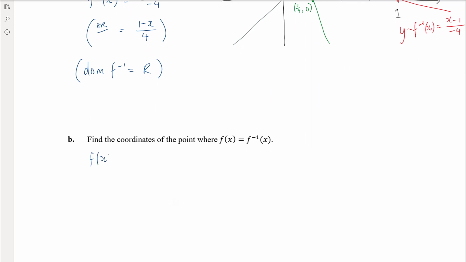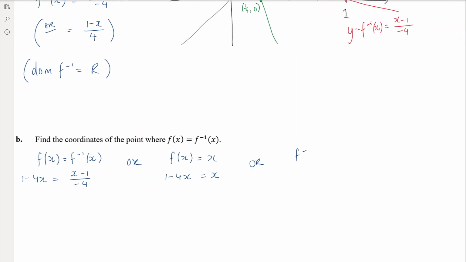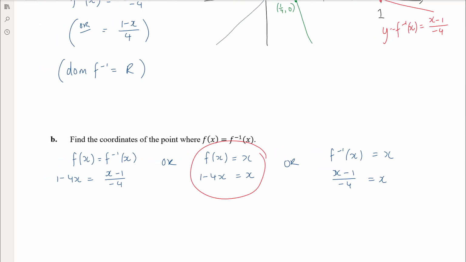We could solve f of x equals inverse f of x, which would be 1 minus 4x equals (x minus 1) over -4. Or we could solve f of x equals x, 1 minus 4x equals x, okay? Or we could solve the inverse equals x, which would be (x minus 1) over -4 equals x, okay? In almost all instances, I would go for this choice, f of x equals x, for a number of reasons. It's usually a simpler equation.